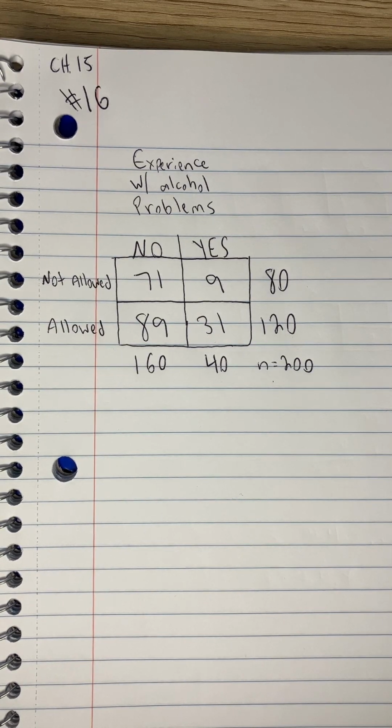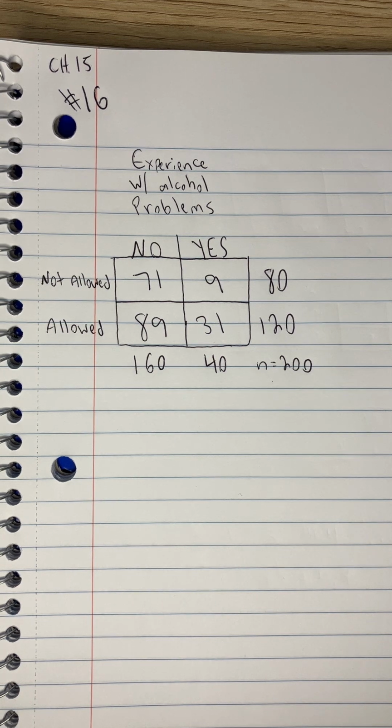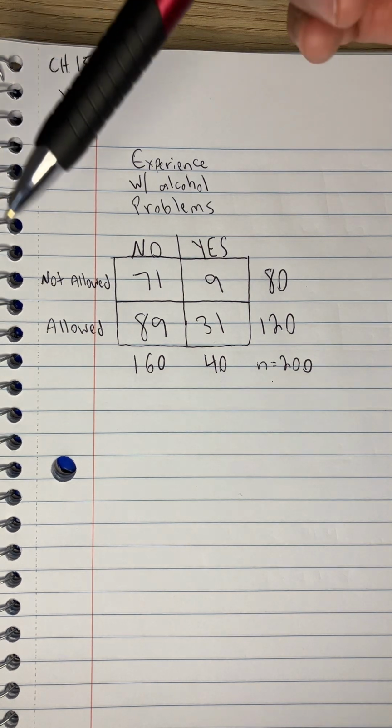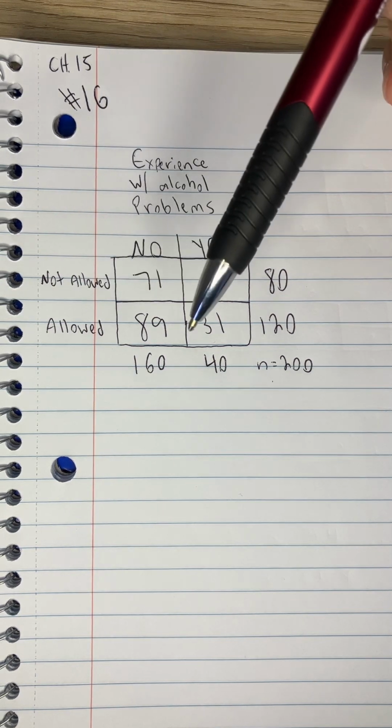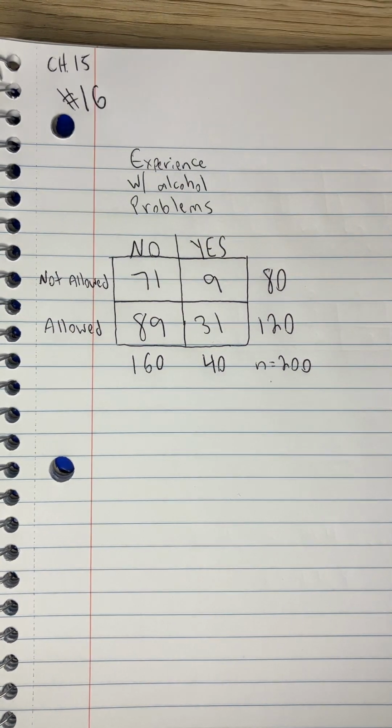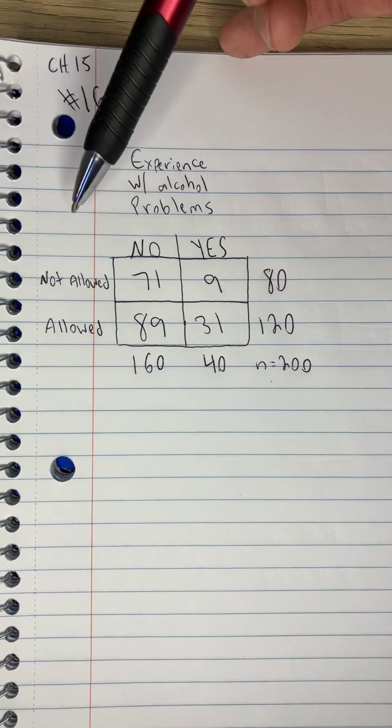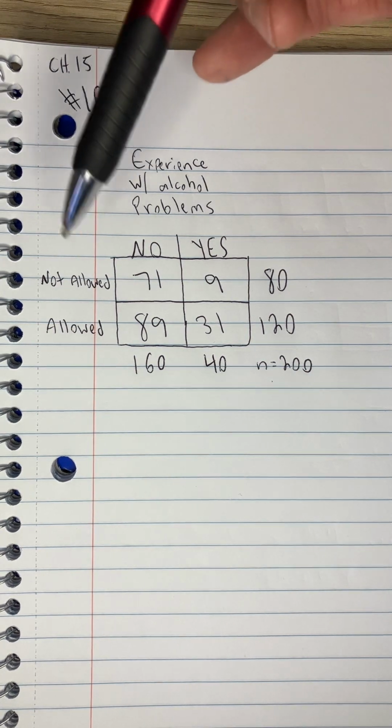This is number 16 from chapter 15. The sample represented here are individuals who experienced some alcohol-related problems and whether they had permissive parents. So if they had permissive parents and they were allowed to drink on certain occasions before they were of age, in a supervised way, or they were not allowed to drink under any circumstance.